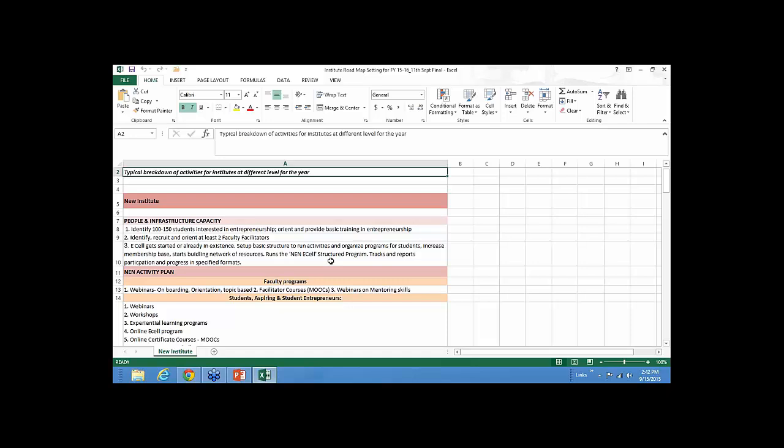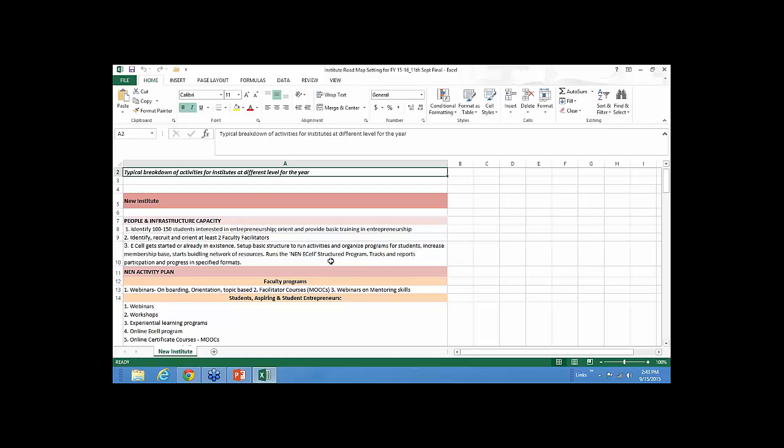I am going to focus on the new institutes right now, and then my colleague Vishnupriya will focus on the advanced and higher level institutes. Now, when it comes to a new institute, what does it take to get into entrepreneurship? There are 3 areas where we feel you should focus. We call it capacity building. You need to look at your people capacity, your infrastructure capacity, and your program capacity.